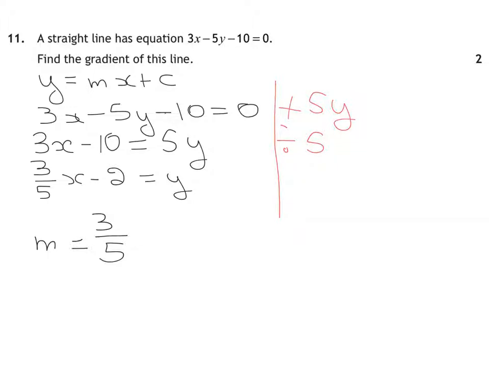So marking scheme for this, you get 1 mark for shifting your 5y or dividing through by 5. So if you've got one of those, you'll get a mark. Your second mark is for getting your 3/5 to state your gradient explicitly. In other words, m equals 3/5. If you leave it like that, you're not going to get your second mark. You have to actually do that.